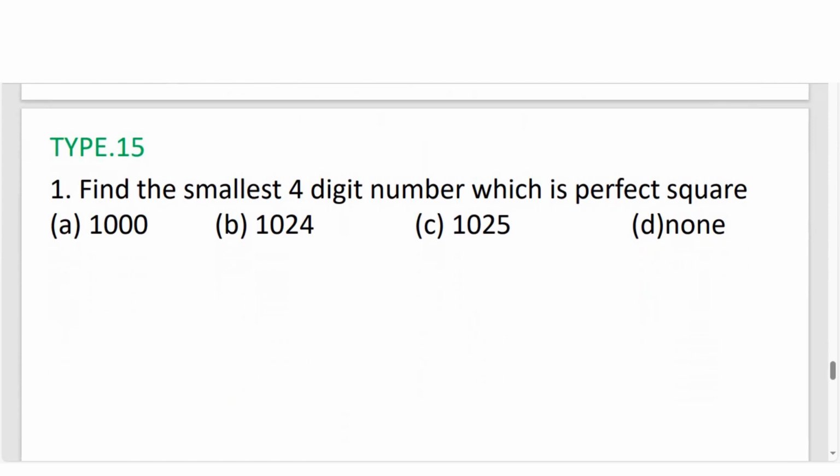Here we have to find the smallest four-digit number which is a perfect square. Everyone knows what the smallest four-digit number is? That is 1 and 3 times 0, 1000. So this is not a perfect square. We need the smallest four-digit number which is a perfect square, so that means we have to add something. The question is, what number should we add to this number so that it becomes a perfect square?